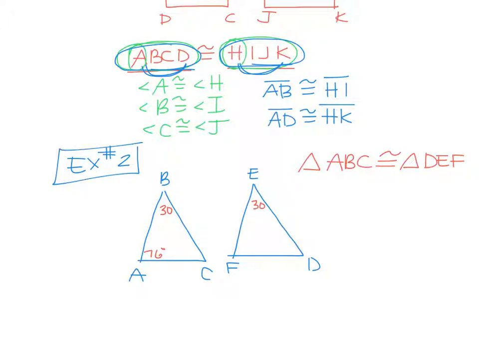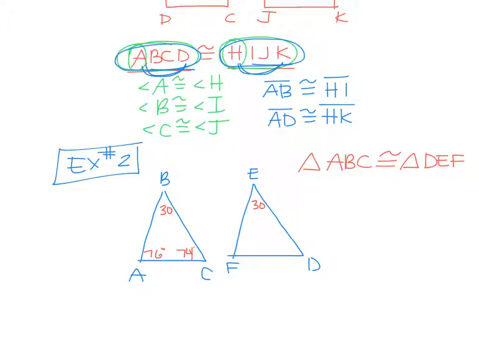Can anyone tell me angle C, first of all? 76. It's not 76. 74. It's 74, right. So here's the deal. A triangle has to add up to 180, right? So if this is 74, then 74, 76, and 30 adds up to 180. Okay, so we know that triangle.